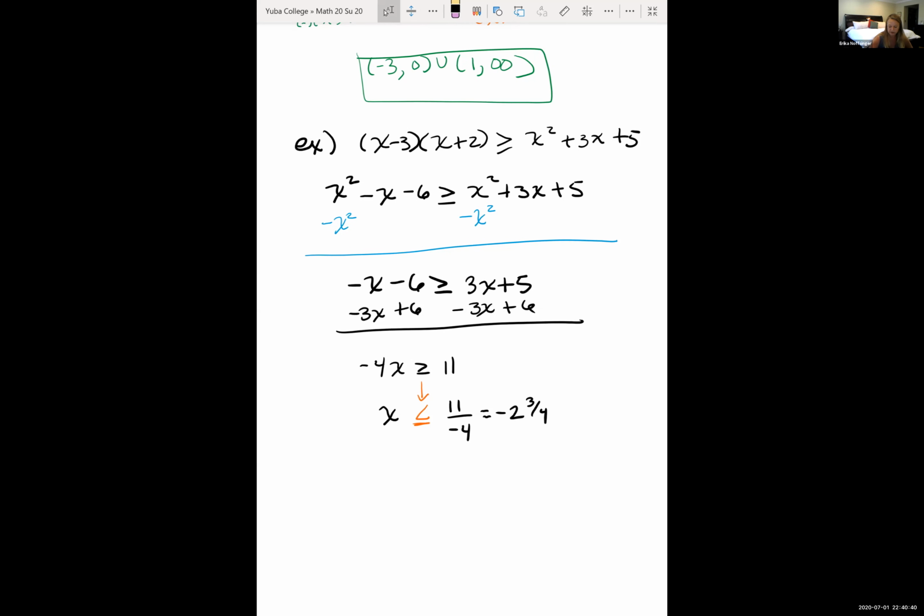Okay, so we actually can see that our solution is x, we don't even have to test anything, is less than or equal to -2 3/4. They put this in interval notation, and so we're looking at everything from -infinity to -2 3/4. And we're putting a bracket because we're including, because it's equal to the value which sets it equal to 0.